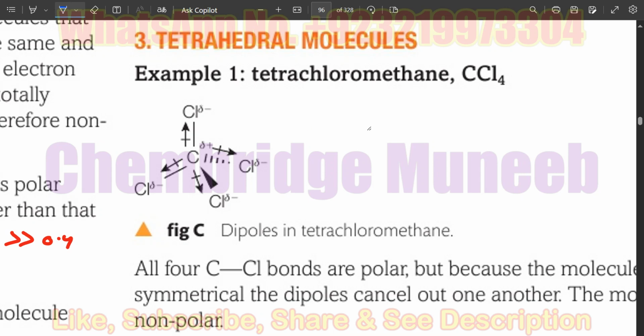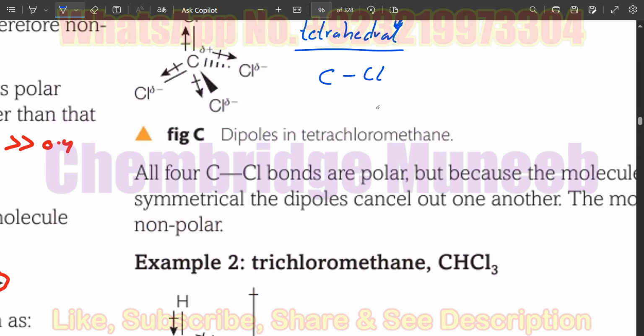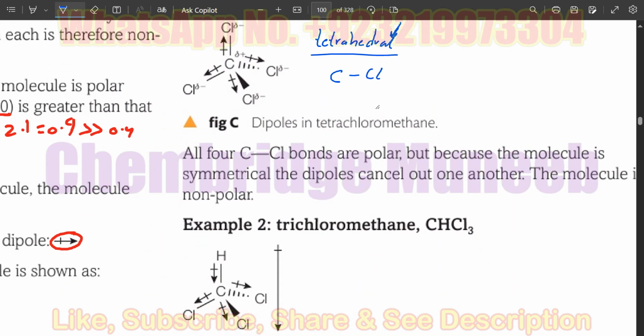Because if you add them up, the resultant will be zero. You have to state the shape of the molecule. The shape of the molecule is tetrahedral, and all the atoms bonded to carbon are the same. All atoms are chlorine bonded to the carbon. So the shape is a standard shape, and all the atoms are the same. That's why they are cancelling each other's dipole.